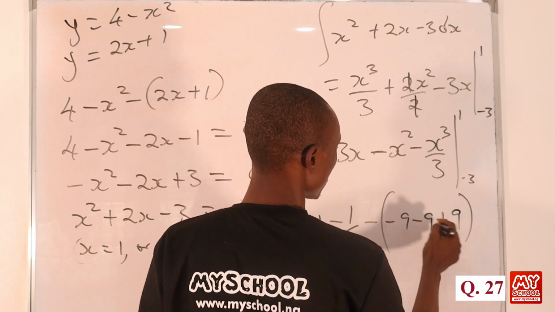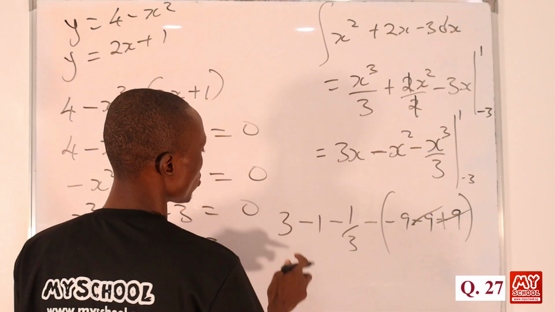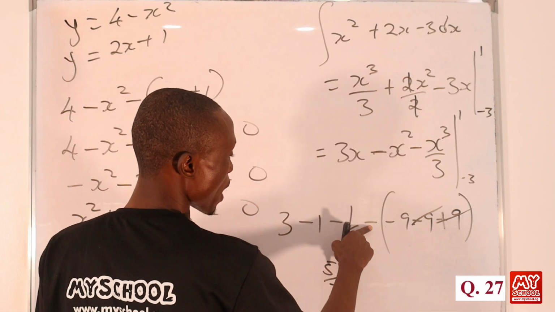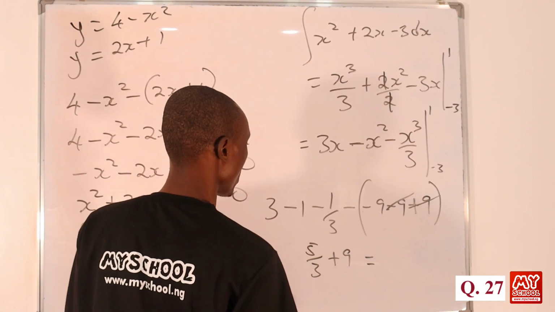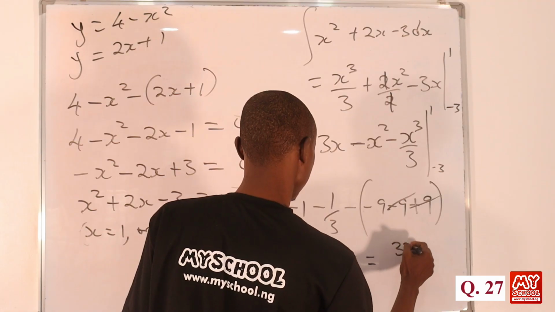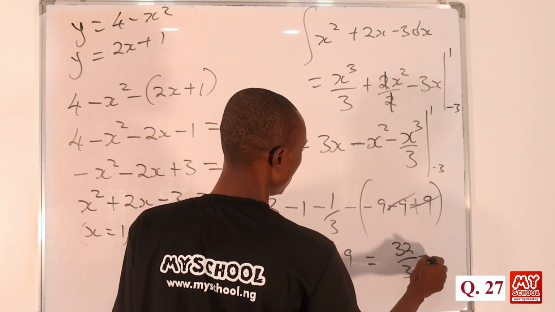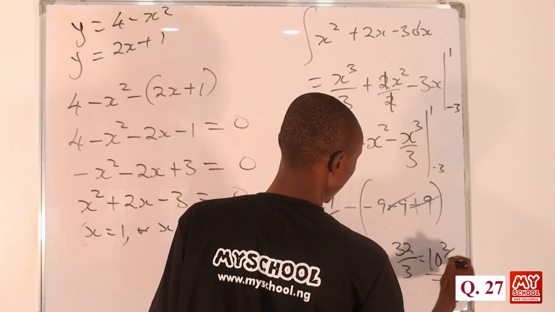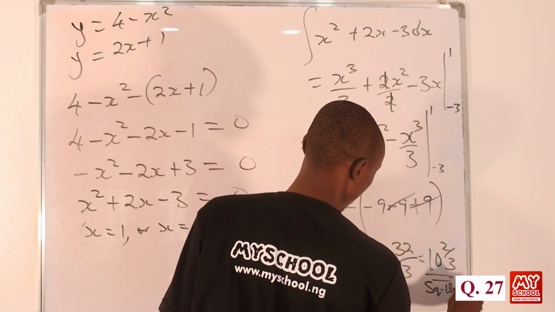Okay, so in bracket, plus 9, we cancel out minus 9, right? So at the end of the day, if we tidy this up, we'll be having 5 over 3, then plus, so minus, we multiply minus to give us plus 9. If we solve this together, we'll be having 32 all over 3. So 32 all over 3 in mixed fraction will give us 10 whole number 2 all over 3 square units. Let me just put it here, square units.